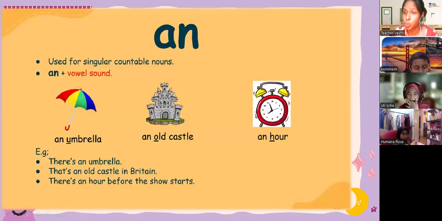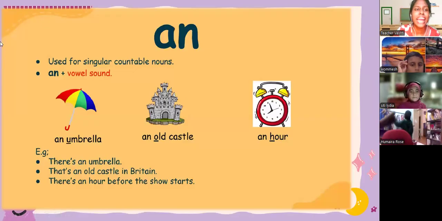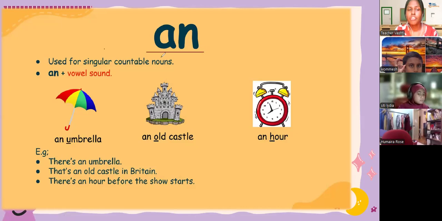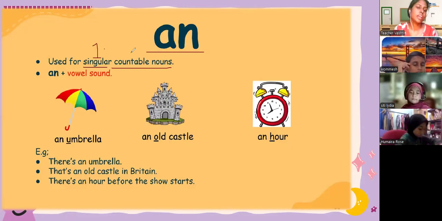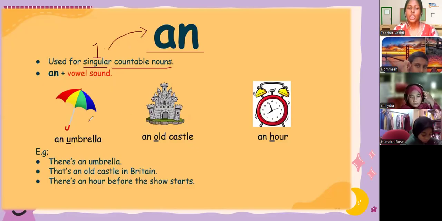So let's look at the first one. The first one is the word an. We use an for singular countable nouns. What is singular? It's only one thing. Very good. Only one thing. What is countable nouns? We can count. Okay, benda yang boleh dikira. You can count. So, if you find one thing and it is something that you can count, you can use the word an. But use the word an only for words that begin with the letters A, E, I, O, U.